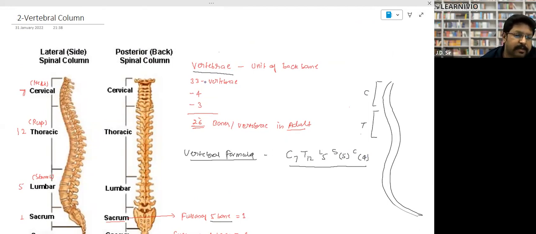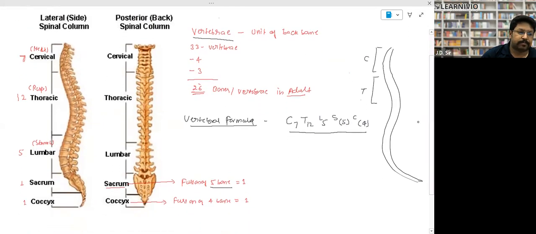So there are basically 33 vertebrae, right? Total, when we take birth, there are 33 vertebrae. Then what happened? The last three and last four, right? So let me tell you here.